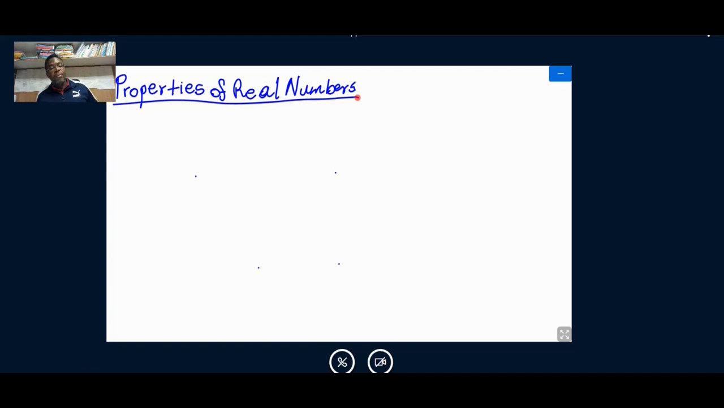So, properties of real numbers, we're going to talk about just three things. Just three. Pay attention. The first one, I'm going to talk about distributive property. I like it. You know, this thing of distributive.